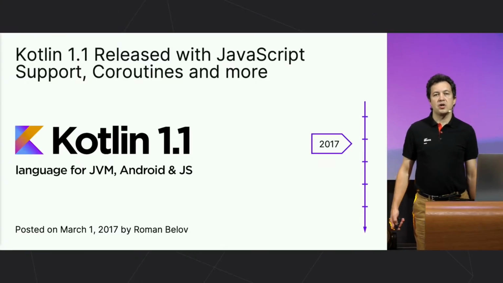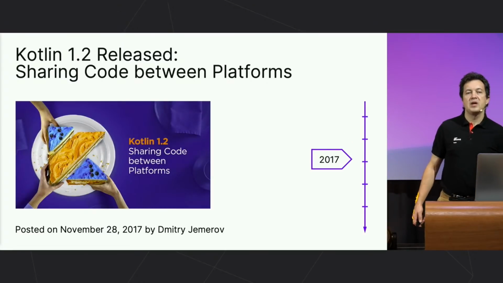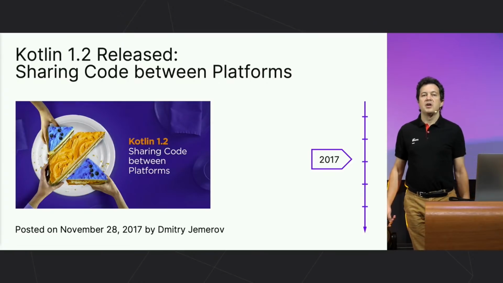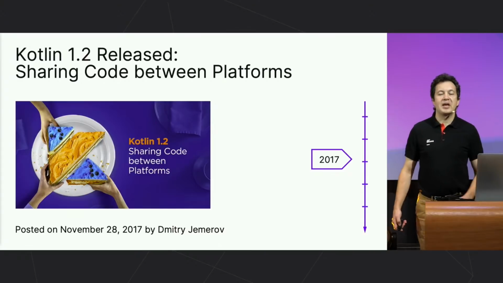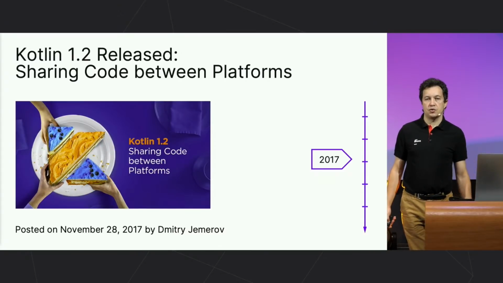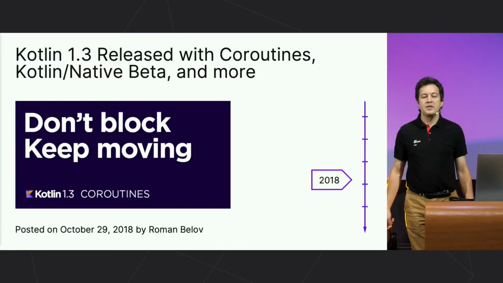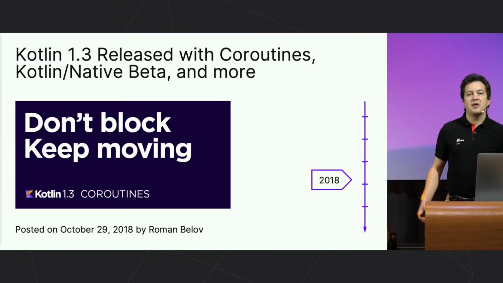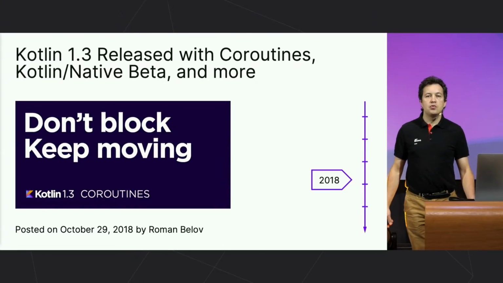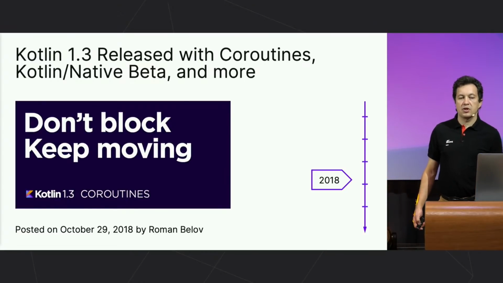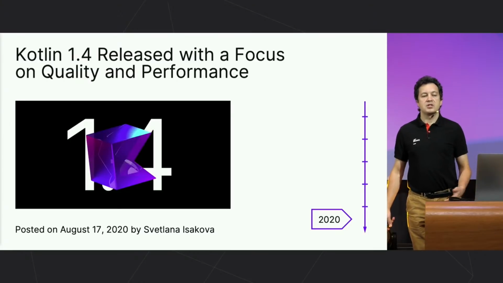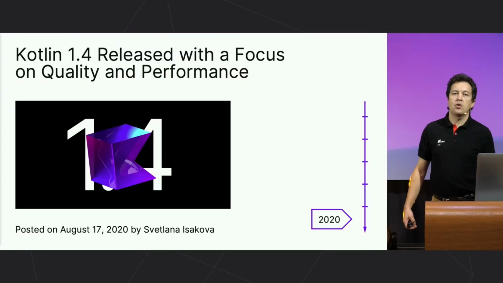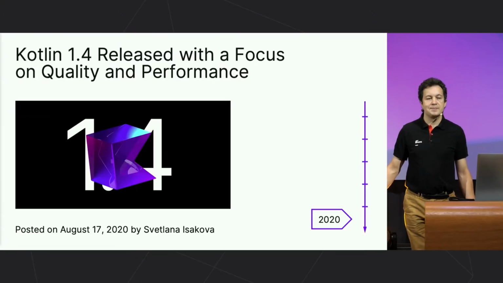Initially, you could only share code by copying it, but that changed in Kotlin 1.2 with the multi-platform concept, where you can share code and also make it platform-specific with expect and actual. In Kotlin 1.3, coroutines were stabilized and code sharing entered a new dimension with Kotlin Native, opening way more platforms to Kotlin code. And the recent release, Kotlin 1.4, was focused on quality and performance, while also adding a bunch of new features, of course.